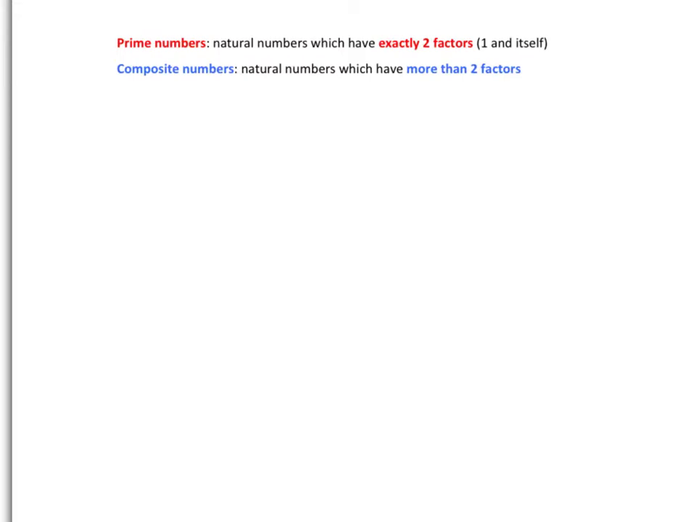Let's go through the natural numbers and see whether they are composite or prime or something else. We'll start right at the beginning with 1. Let's list the factors of 1. Well, that's not very hard to do because the only factor 1 has is 1. All right, does it fulfill either of these definitions? It doesn't have exactly two factors, and it doesn't have more than two factors. So in fact, 1 is neither prime nor composite, and it's the only number that falls into that category.